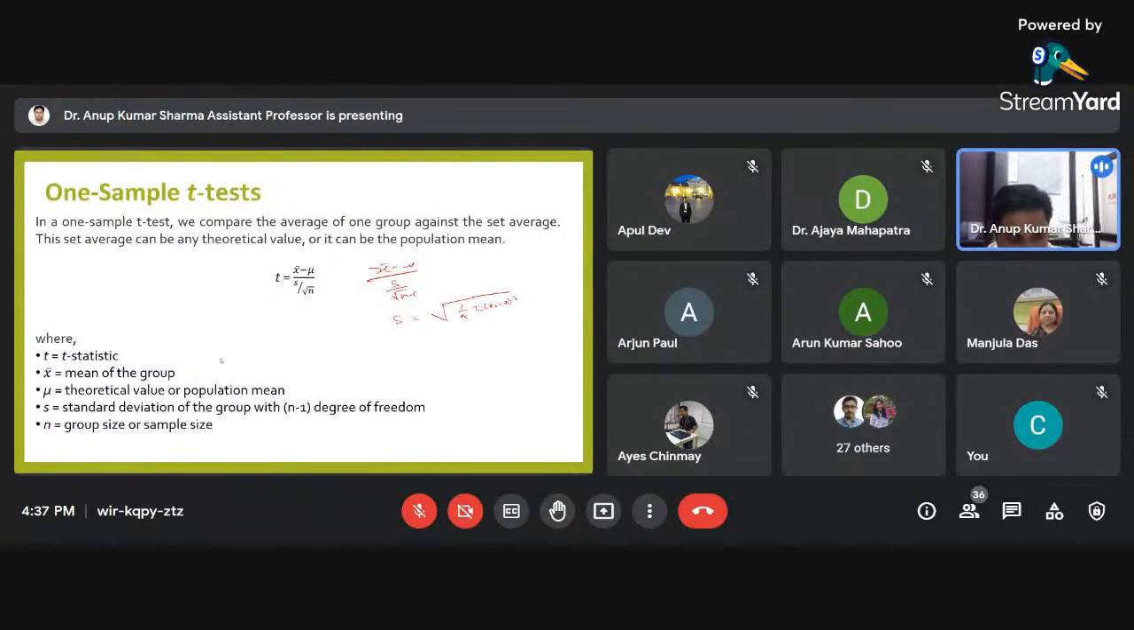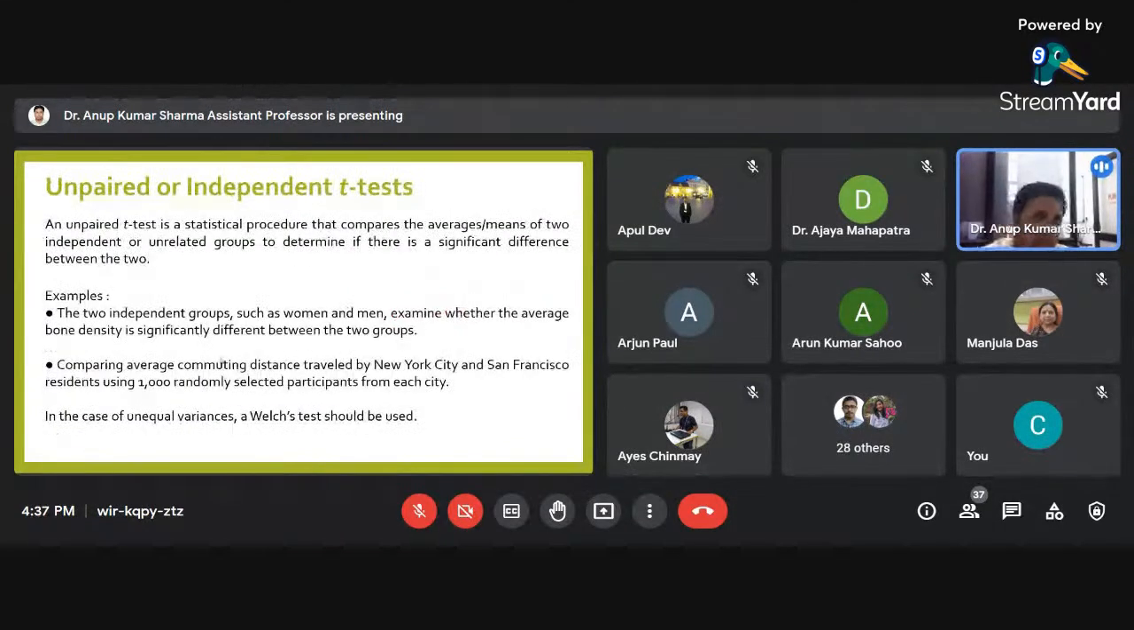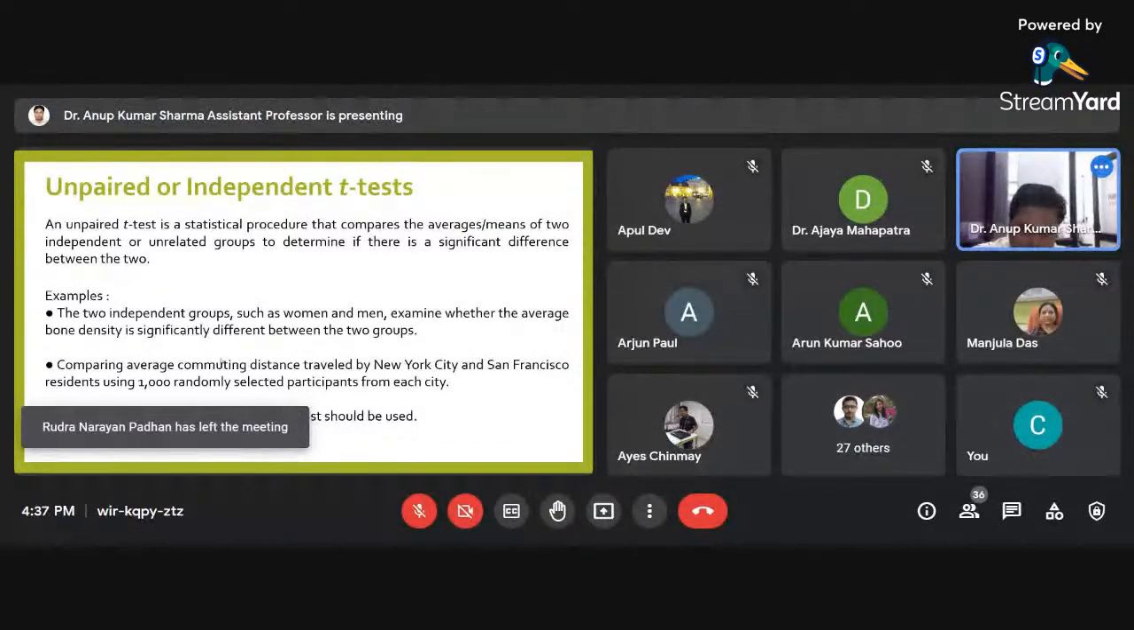Here we are comparing one sample to the population. We are not giving any examples. The unpaired or independent t-test has already been mentioned. The unpaired t-test is a statistical procedure that compares the averages, or means, of two independent, unrelated groups, to see whether the difference is significant or not.